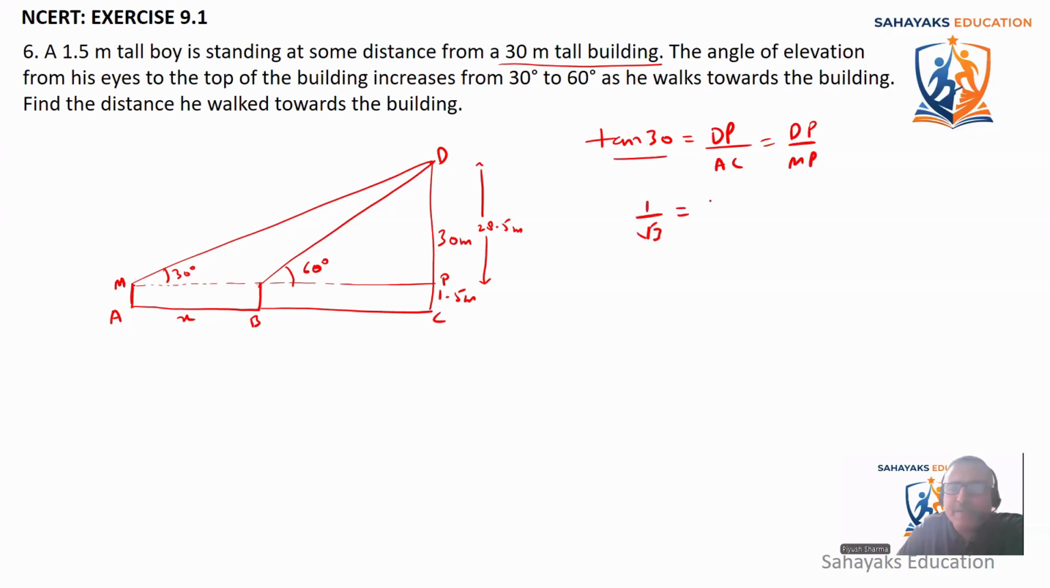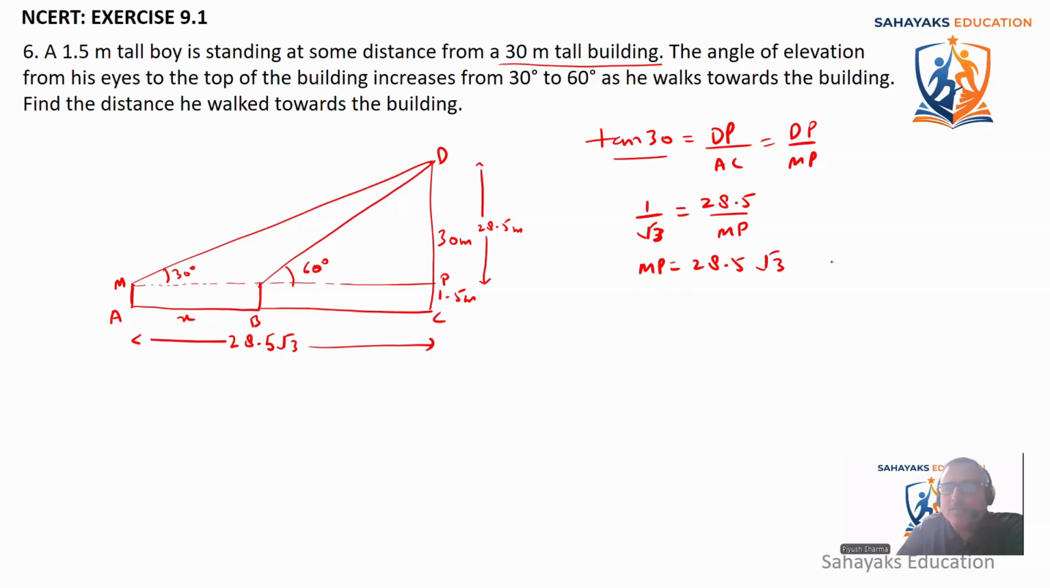is equal to dP. dP we know is 28.5. It is not 30, it is 28.5 because his height is 1.5 meter when he's standing and seeing, so 1.5 meter we have to deduct from the total height of the tower. So 28.5 divided by MP. So MP comes out to be 28.5 root 3. This complete distance from here to here comes out to be 28.5 root 3.